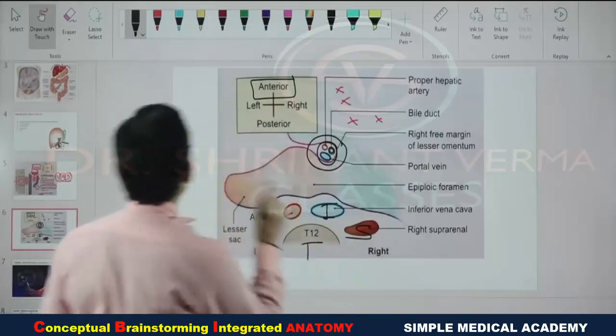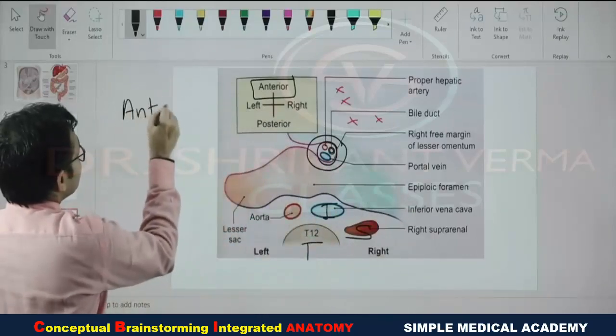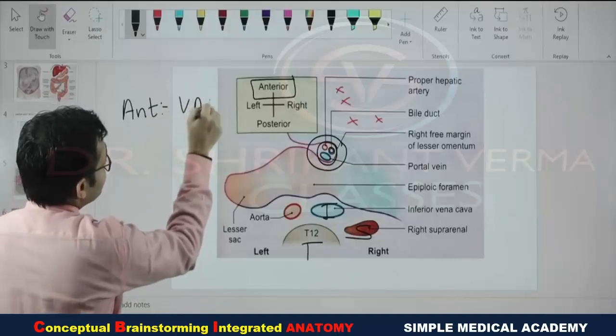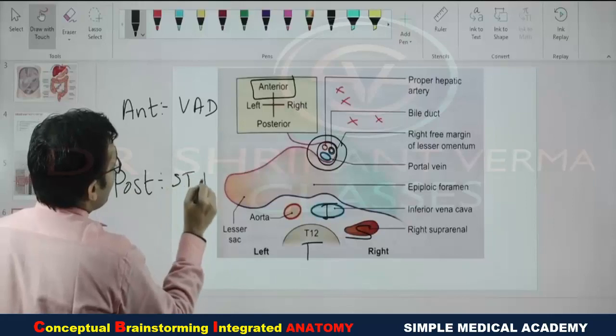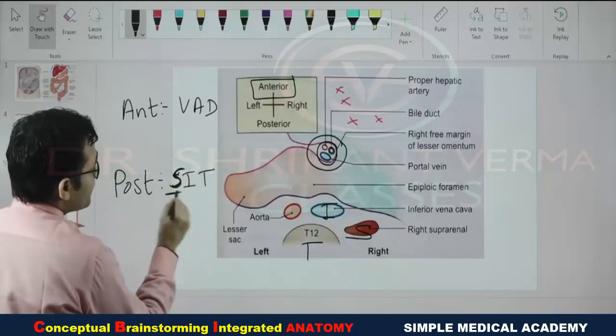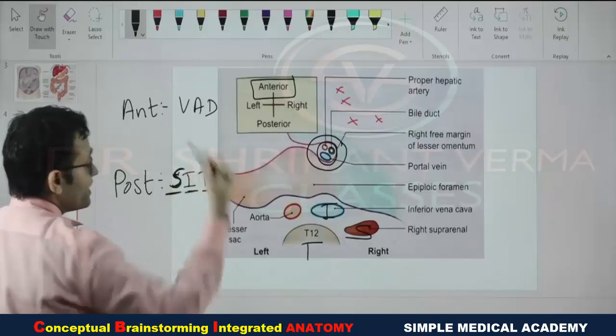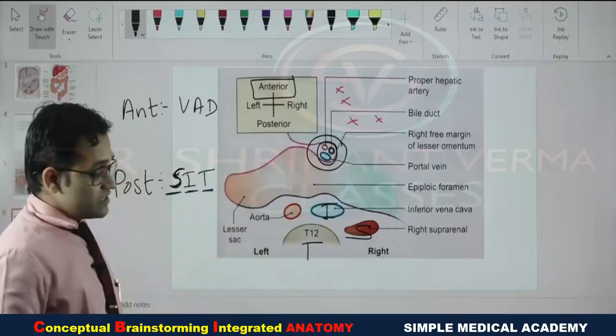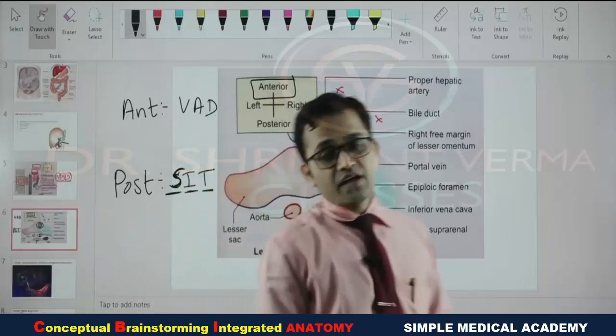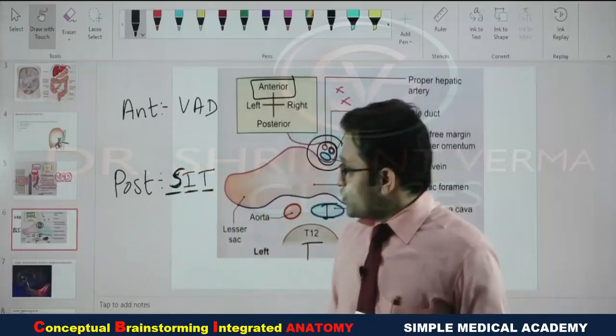So you can remember the anterior relation, they are the vein, artery, duct, while the posterior relation, they are the SIT: suprarenal gland, inferior vena cava and T for thoracic vertebra. You can write down this trick, important. Okay, but this is the boring way to study the anatomy. Now correlate this topic with your clinical.